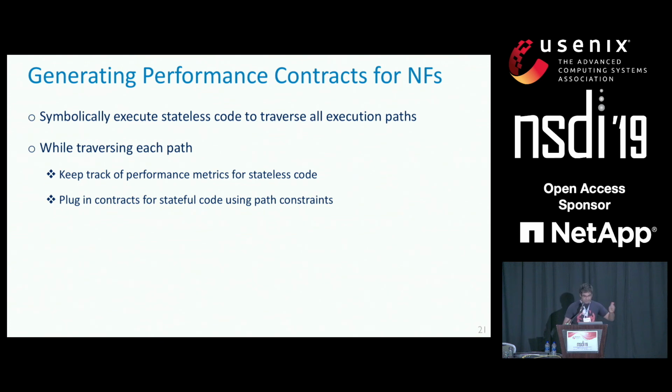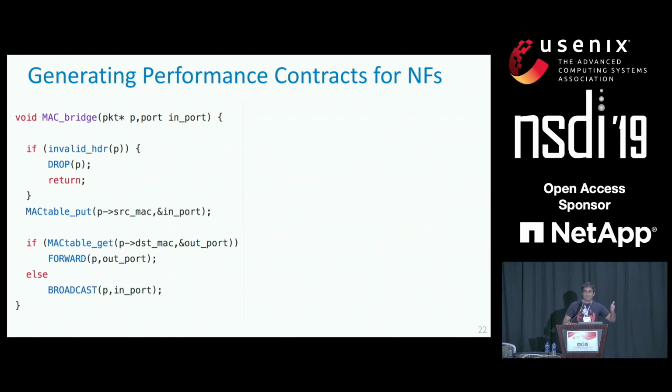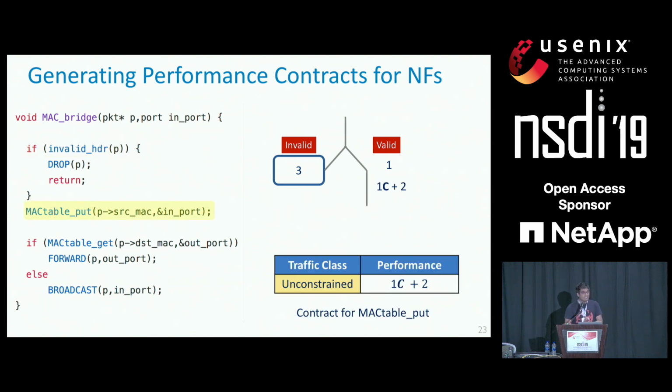So let me walk you through a quick example. We're now going to build the contract for the Mac learning bridge, the one I showed you earlier. So the first instruction that we hit is an if, which can have two branches, depending on whether headers are valid or invalid. For invalid headers, the cost is 3 instructions, while for valid headers, the cost so far is only a single instruction. Next, we hit the Mac table put. Here we simply plug in the unconditional put contract.